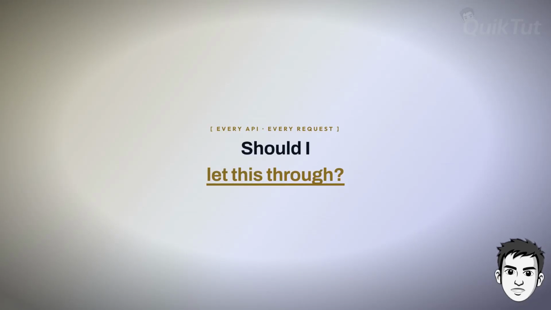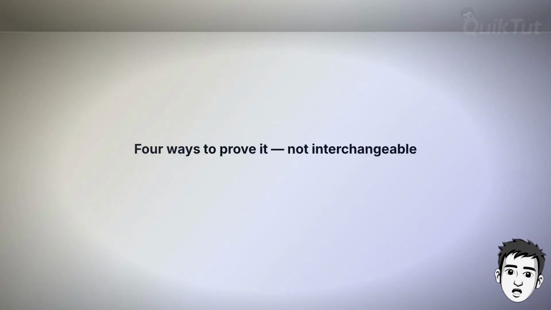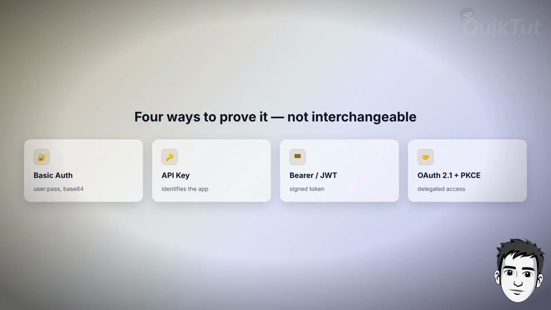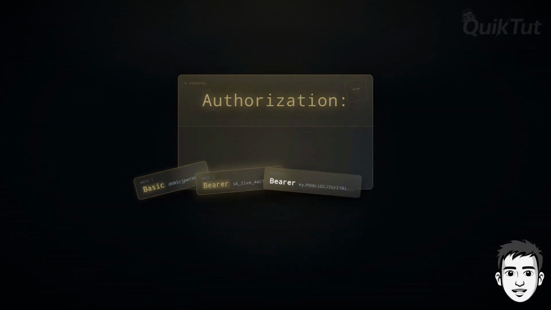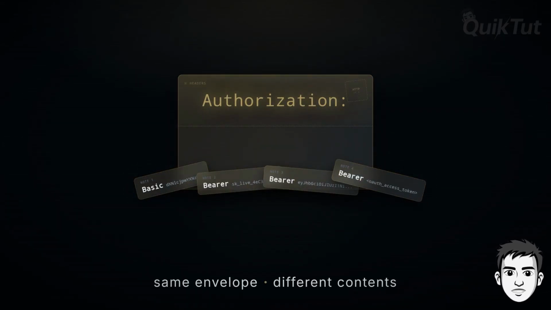Every API has to answer one question on every request. Should I let this through? Authentication is how the request proves it should. There are 4 main methods, and they're not interchangeable. They all ride in the same place, the authorization header. What changes is what's inside it.